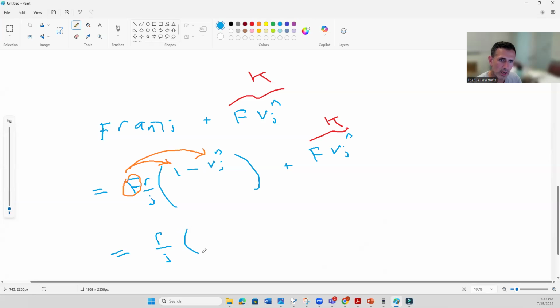With R over J, F minus F v^j to the n. But again, F v^j to the n is just K. And this is, I guess, kind of useful when using a calculator. I guess it's debatable, but.